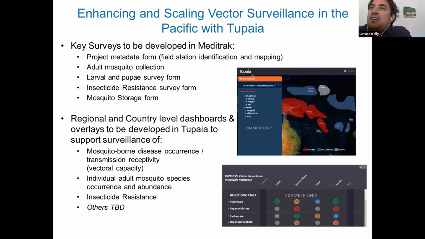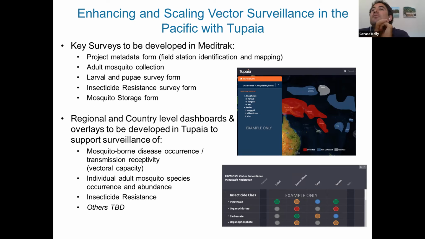So the key surveys that are going to be developed in Meditrack to support this: we're going to be looking at how to capture our baseline data. We're calling it a project metadata form, but it is effectively a geographical reconnaissance form. We're going to be identifying field stations to monitor these key indicators that we want to capture, mapping them and capturing essential baseline data around those.